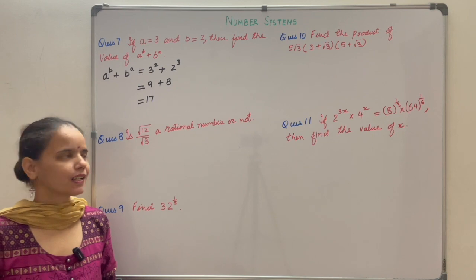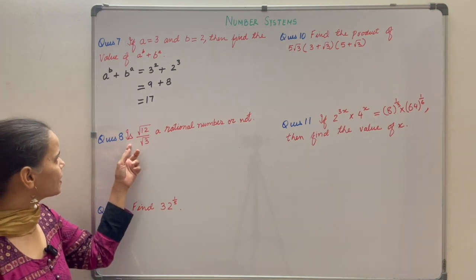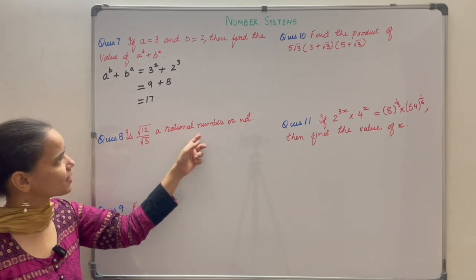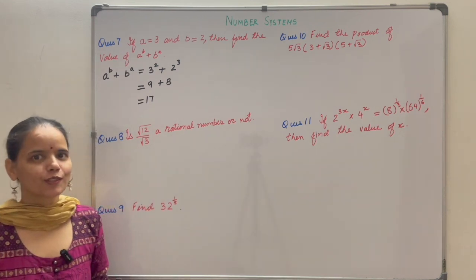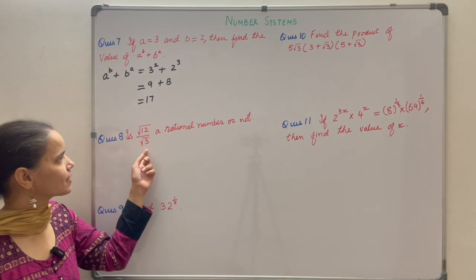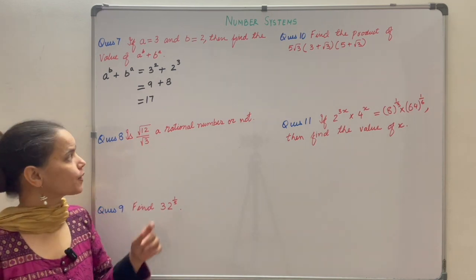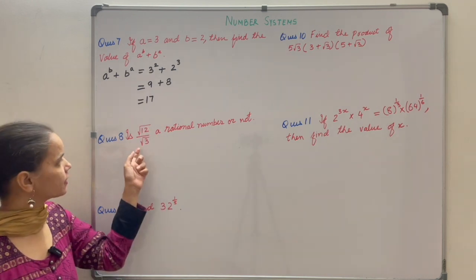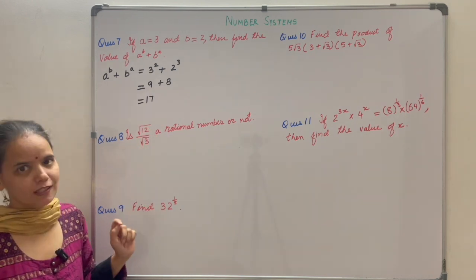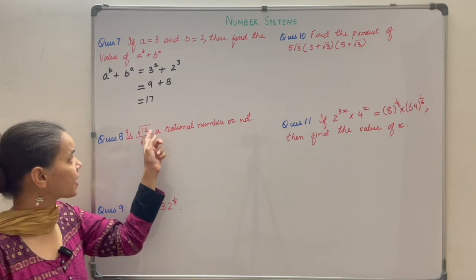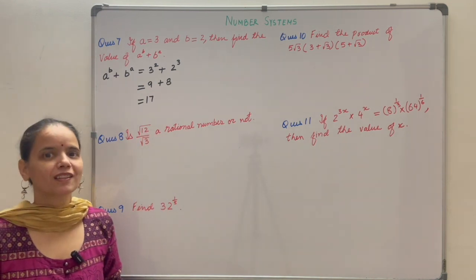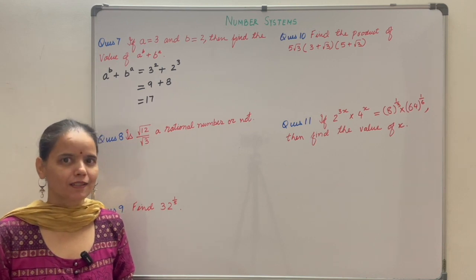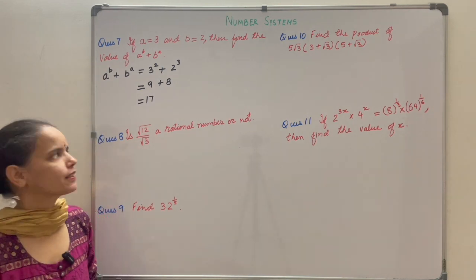Let us now take the 8th question. Is square root of 12 divided by square root of 3 a rational number or not? You need to find out whether this is a rational number or not. You can see here in the numerator you have square root of 12 and in the denominator you have square root of 3. So you are dividing an irrational number by an irrational number. So the answer can be a rational number or an irrational number. So let us solve it and find it out.